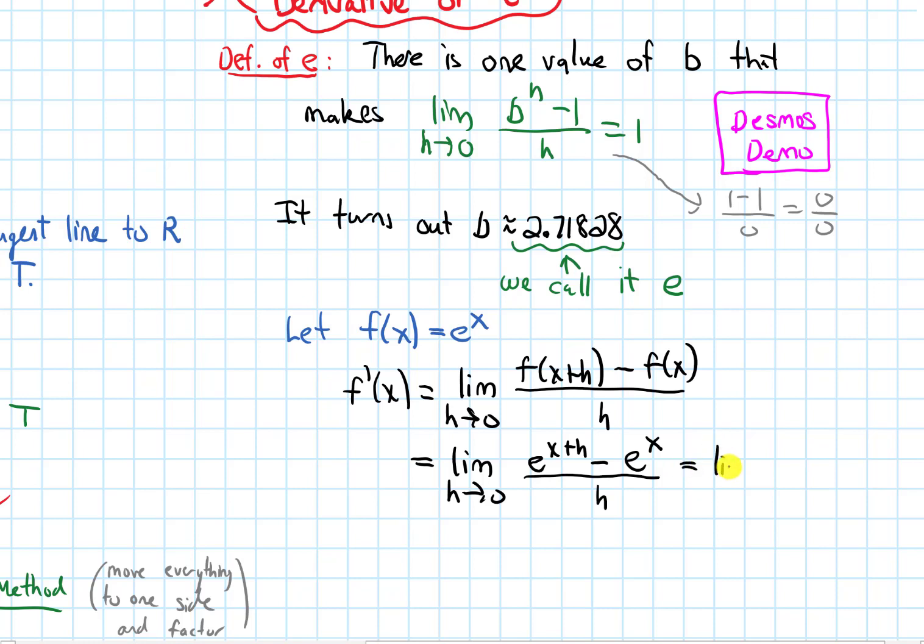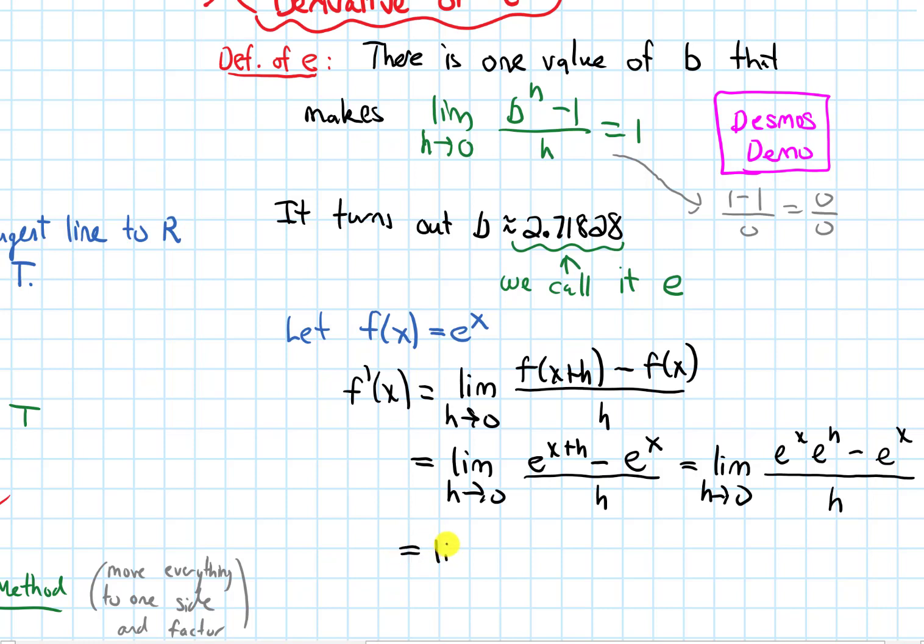Okay, so we got the limit as h goes to 0. And with e to the x plus h, I can use exponent properties to write that as e to the x times e to the h, because when I multiply two terms like this, I would add the powers. Okay, so this is, and then I get minus e to the x over the h.